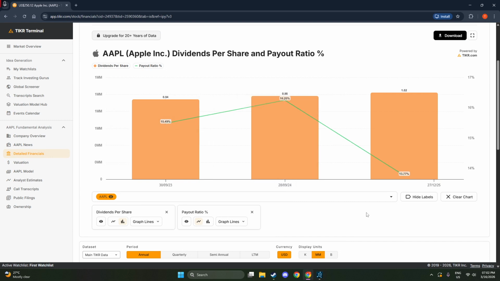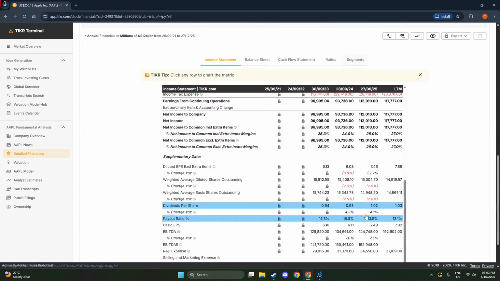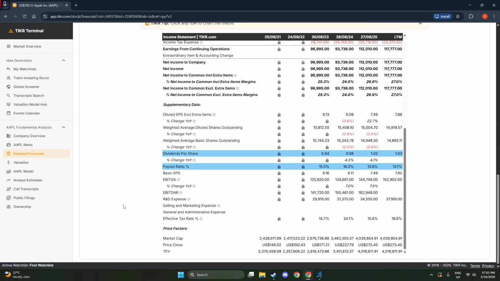You may also notice supplementary metrics that help you gauge how much of the company's profits are being returned to shareholders. Use these as context to understand the company's dividend philosophy and how it balances reinvestment with shareholder returns.